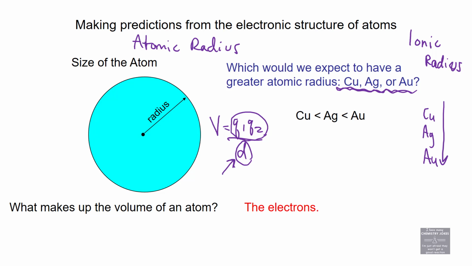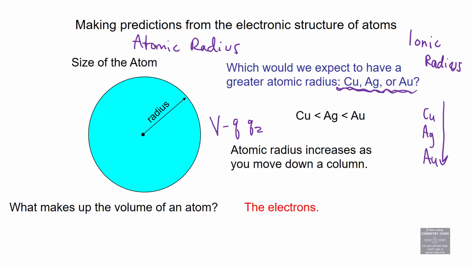Ionic radius gets a little bit trickier. But let's keep talking about atomic radius for a moment. This is the actual trend. Atomic radius gets bigger as you move down a column. I don't want you to just know the trend. I need you to know why the trend is the way the trend is and be able to explain why the trend is the way the trend is.